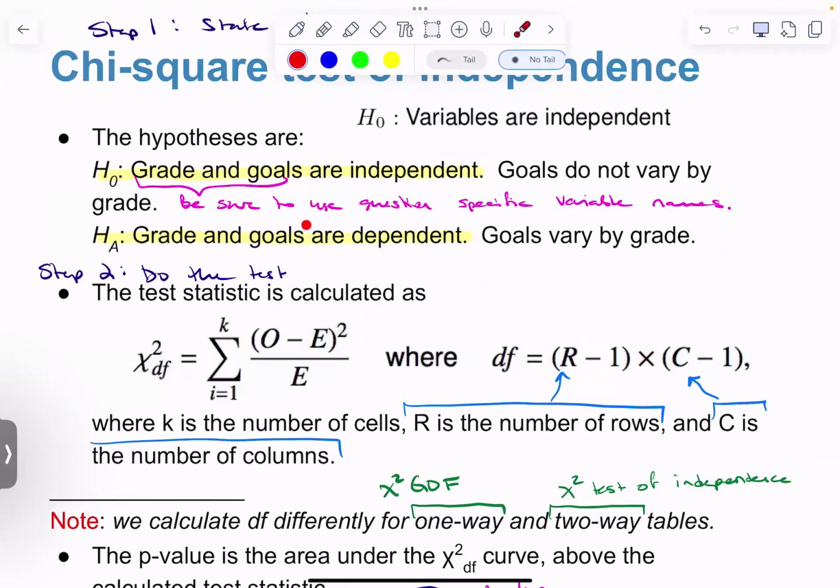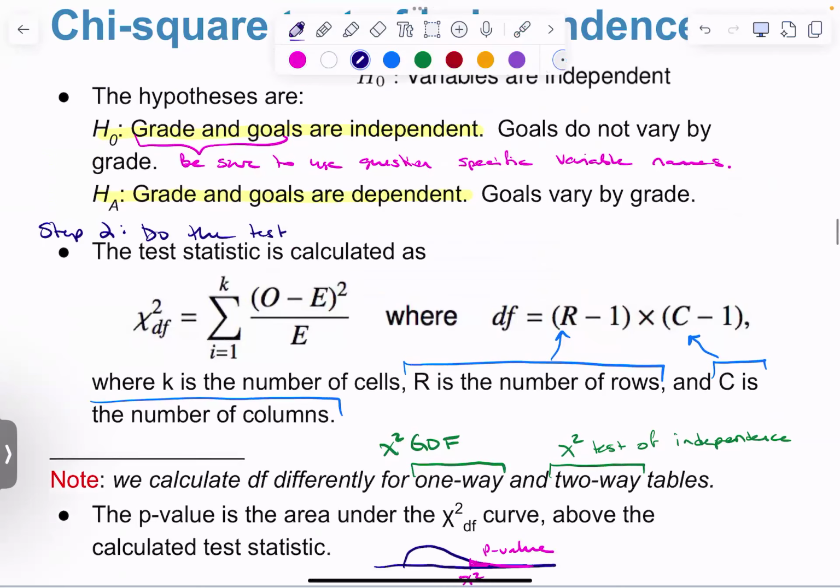Besides the null and alternative hypotheses, these were just the generic steps, right? And so here, step 2 and step 3. Find the p-value. Oh, that should be a 3.